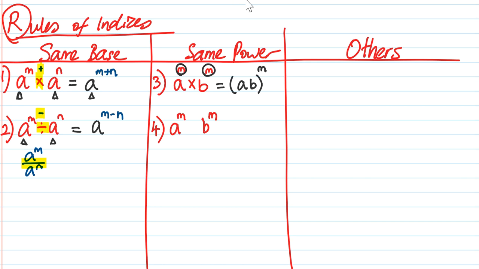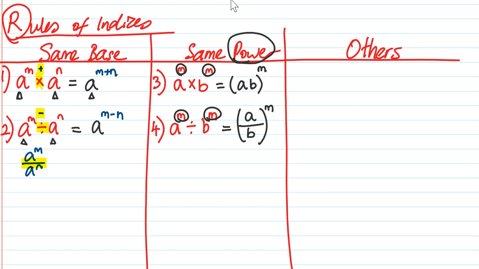Now, what happens if it's a to power m divided by b to power m? So here, they have the same power. I'm just going to put power here. Yeah. And if it's divide, if you guess it right, it's just divide. Just put a bracket and put the power outside. There you have it. So we have covered 4 rules of indices.